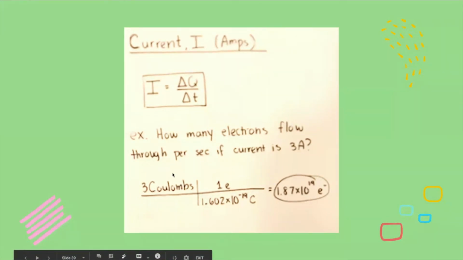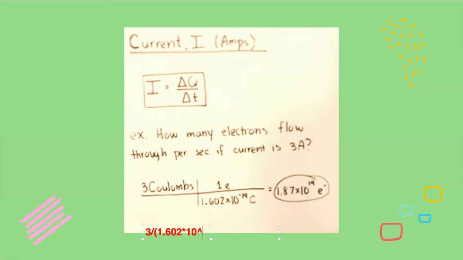So if I want to change coulombs, like how many coulombs of charge there are, to number of electrons, the number I need is this elementary charge, 1.602 times 10 to the negative 19th C. That's the elementary charge. So if I wanted to figure out how many electrons there were, I would literally be writing into my calculator 3 divided by 1.602 times 10 to the negative 19th in parentheses.